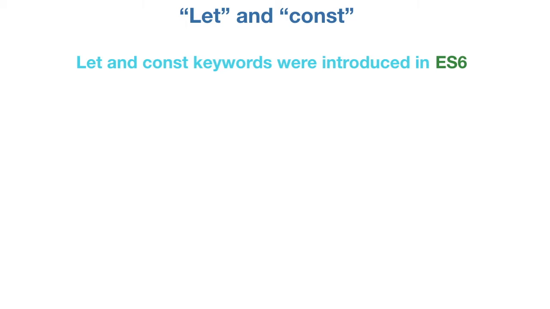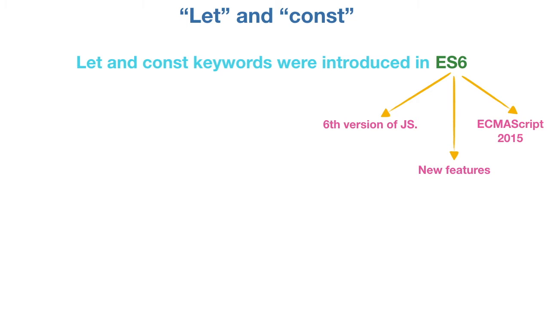In this video, we are going to discuss the let and const keywords. Let and const keywords were introduced in ES6. ES6 is the sixth version of JavaScript. It introduces several new features in JavaScript. It is also called ECMAScript 2015. Now come to the topic.